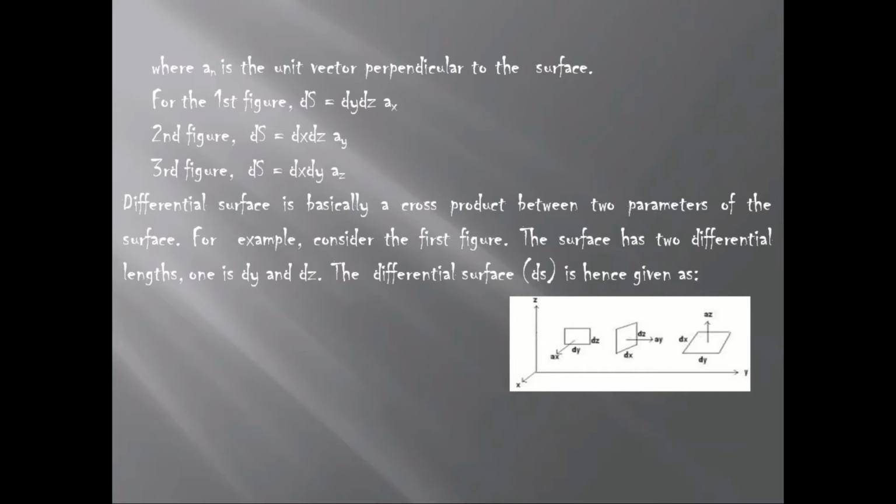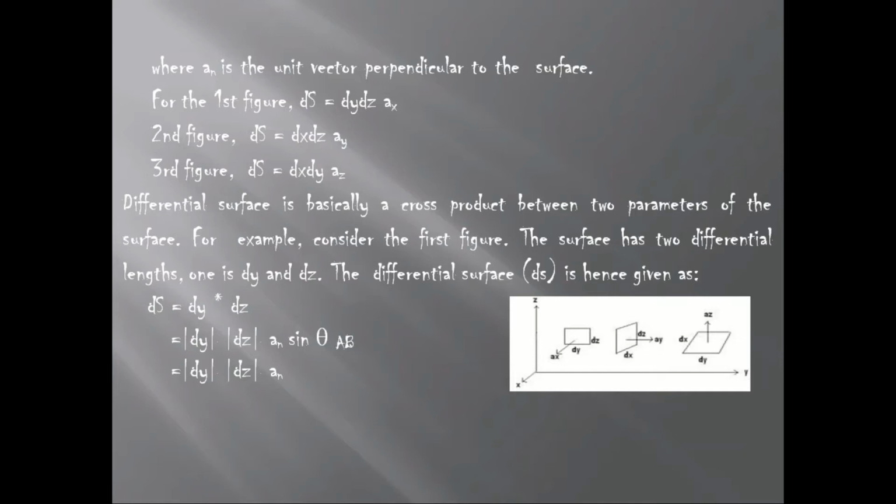So as we see, the differential surface dS is equal to dy cross product dz. dy cross product dz is equal to mod dy mod dz a_n sin theta_ab, and that is equal to dy dz a_n, as sin theta_ab is equal to 1, where theta_ab is the angle between the two components or parameters which we are taking as a surface, that are dy and dz, which are perpendicular to each other. So the angle between them is 90 degrees.